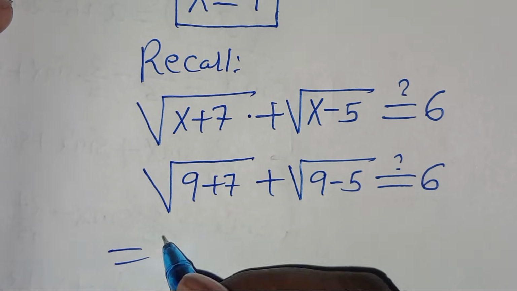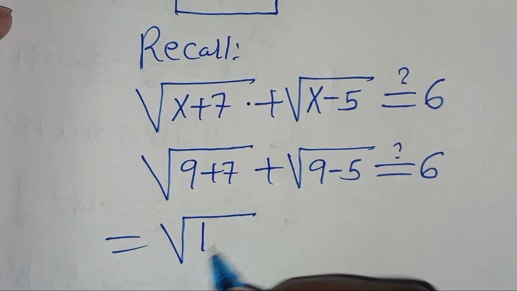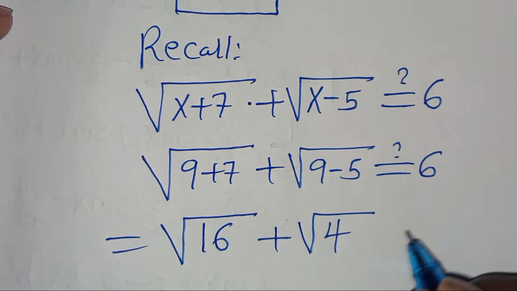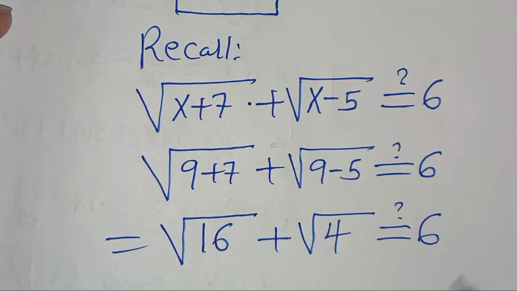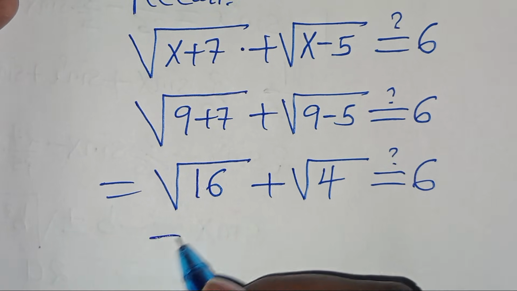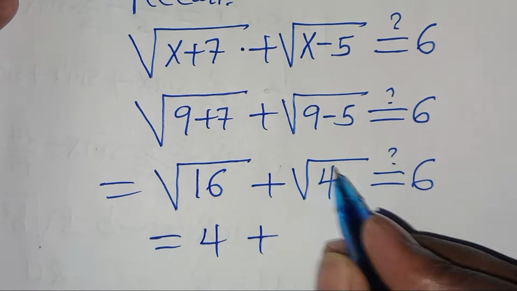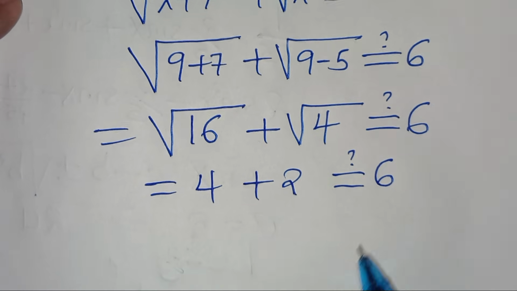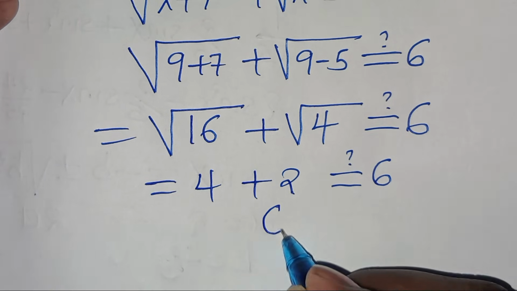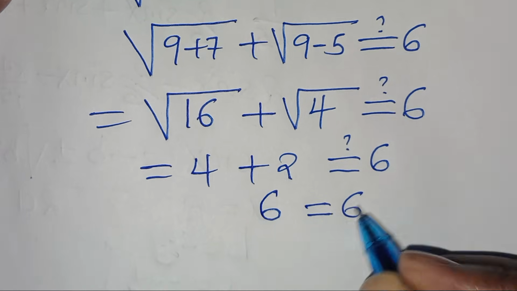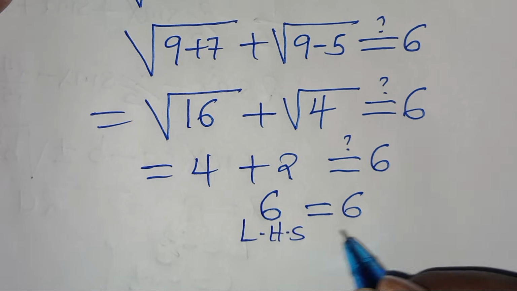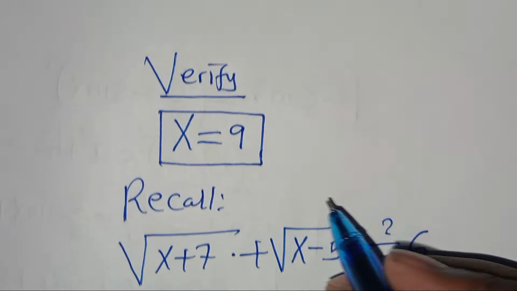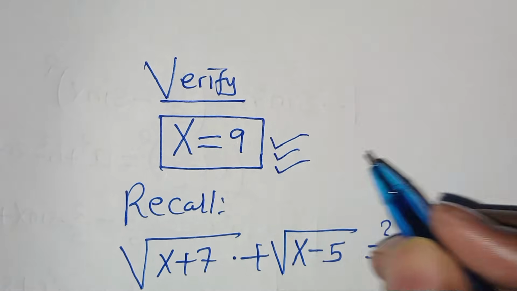So this is the square root of 9 plus 7, which is the square root of 16, then plus the square root of 9 minus 5. The square root of 16 is equal to 4, then plus the square root of 4, which is equal to 2. This should give us a value of 6. So 4 plus 2 is equal to 6, which is equal to 6. So this implies that the left hand side is equal to the right hand side, and the value of x, which is equal to 9, satisfies the equation.